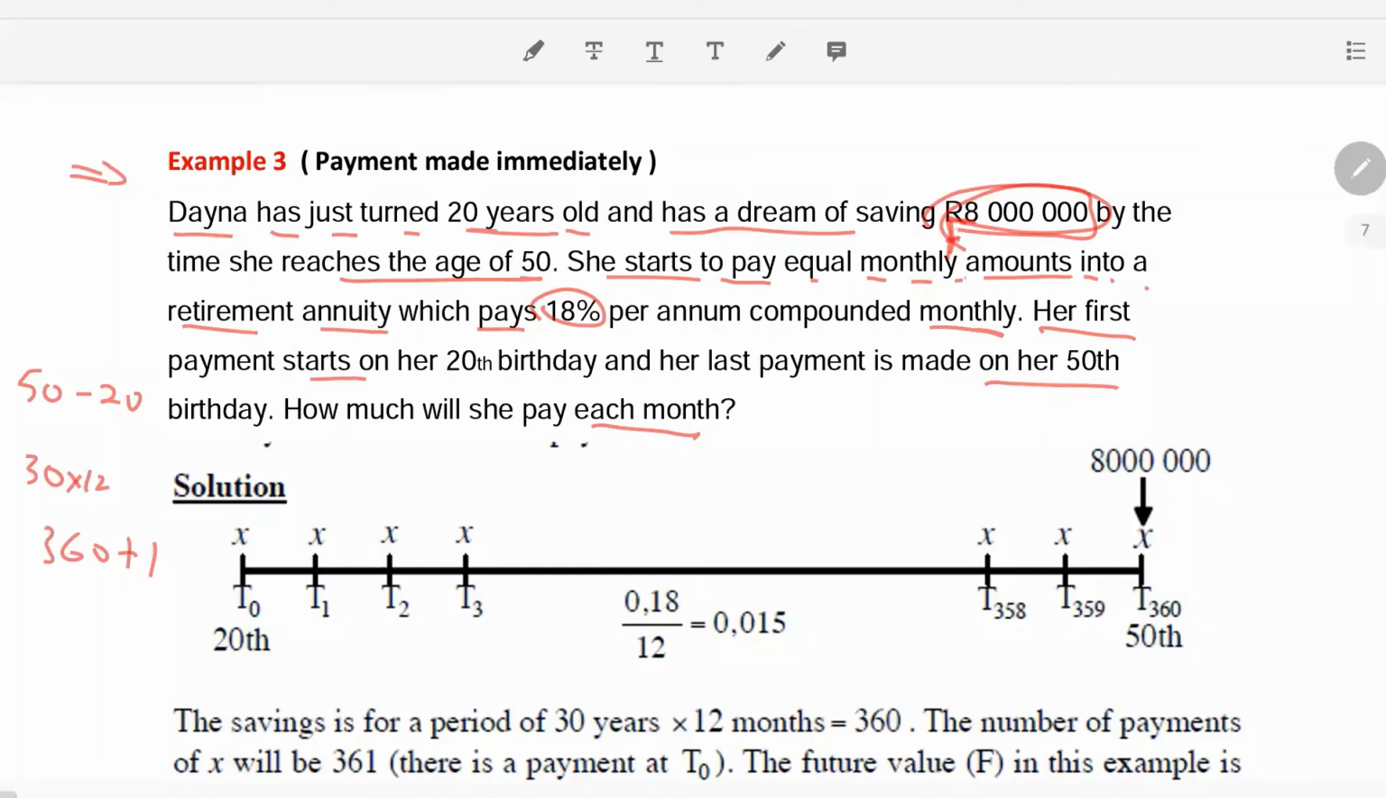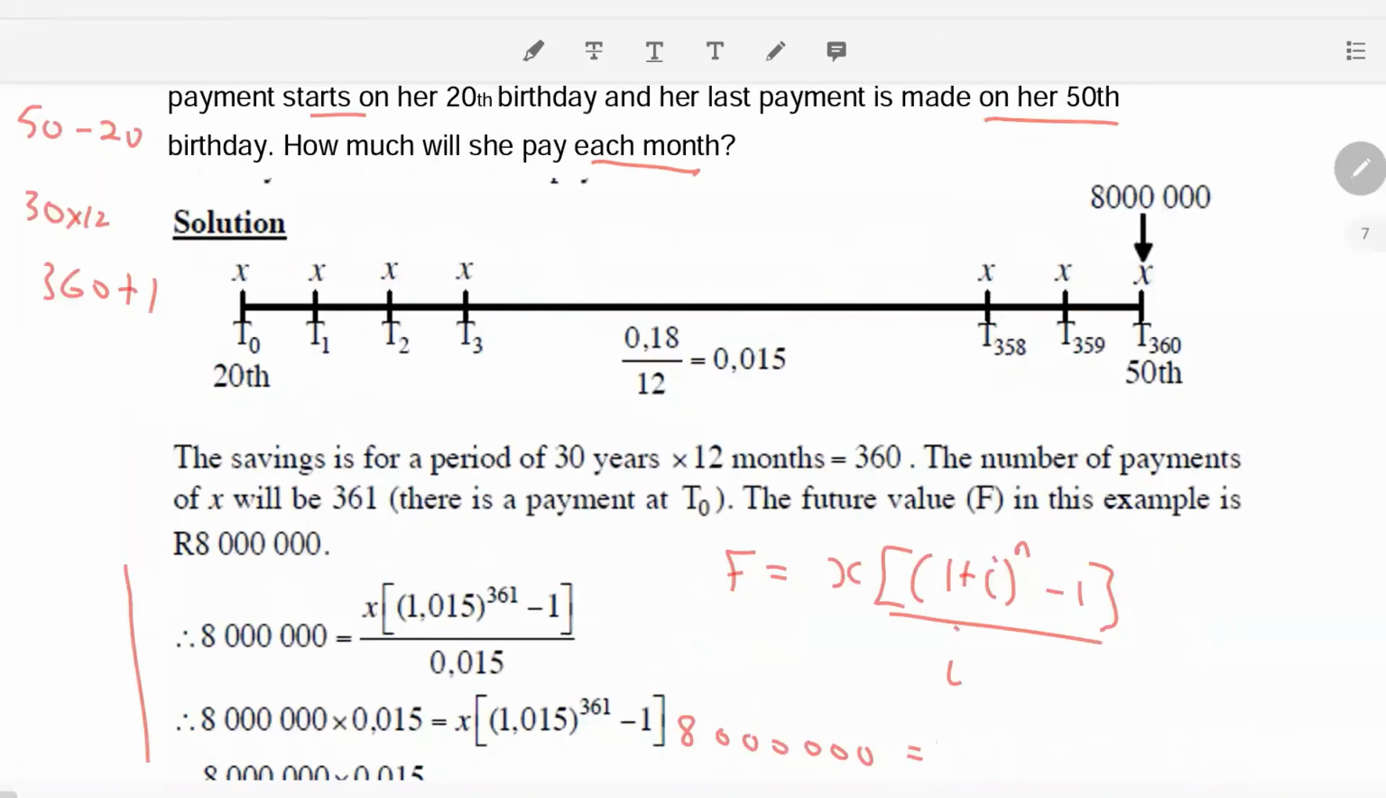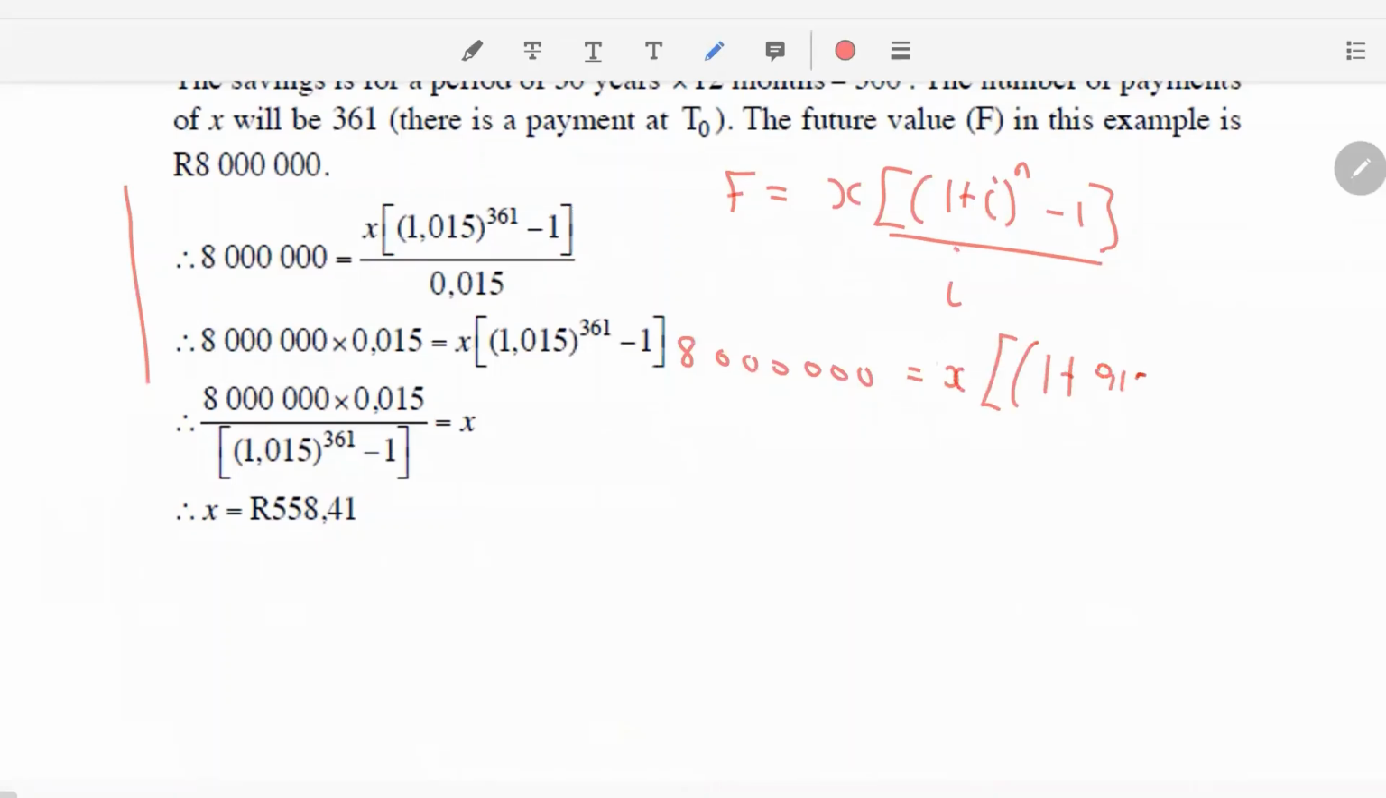So our value of F is 8 million, and we are looking for the X amount. The interest rate is 15% compounded monthly, and our n is 360 plus 1, which is 361. And we need to get the value of X.